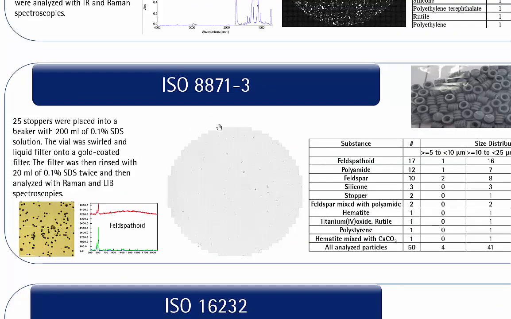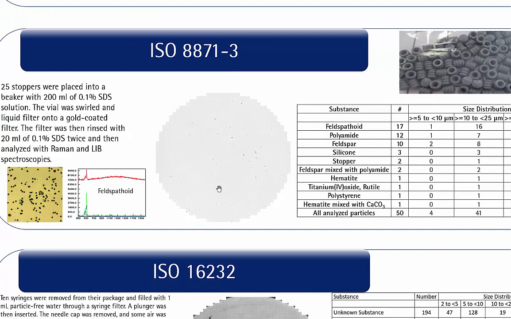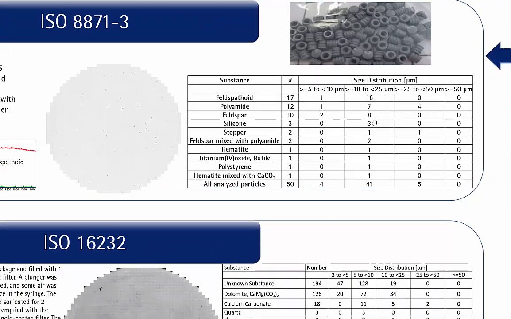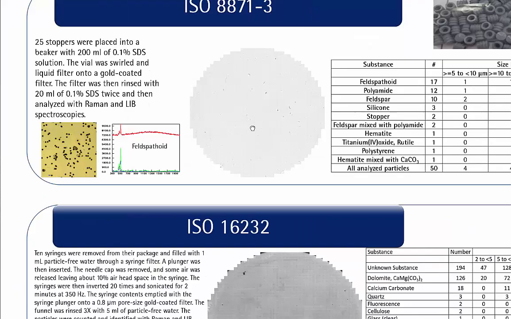Another rich source of particles, and something that you might want to control in your subcycle, is stoppers. In this case, it's not a stopper, but a piston for a prefilled syringe. In this example, we looked at 25 stoppers. We put them into 200 milliliters with some SDS. This is the filter we looked at. Here particles appear darker than the bright background, and these are the numbers we got from those stoppers. In this case, it was just some polyamide between 25 and 50 micron. Nothing really harmful coming from those stoppers.